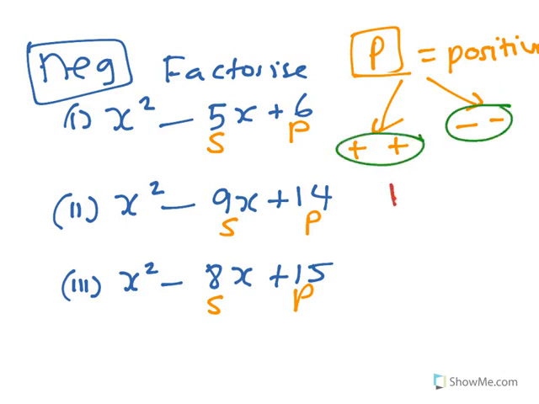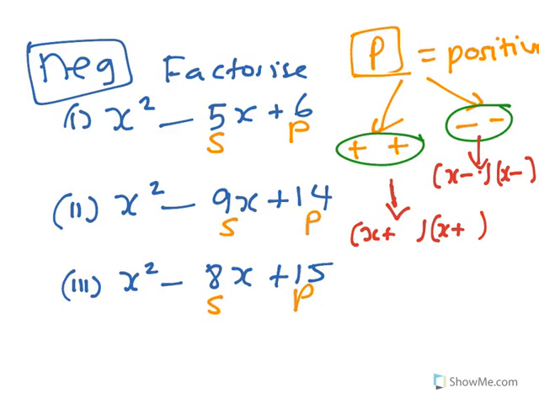So if you do have a plus and a plus, then your brackets are going to be x plus, x plus. But if you have a minus and a minus, your brackets are going to be x minus, x minus. So you have to just have a look at which one it's going to be. This is determined by the sum.